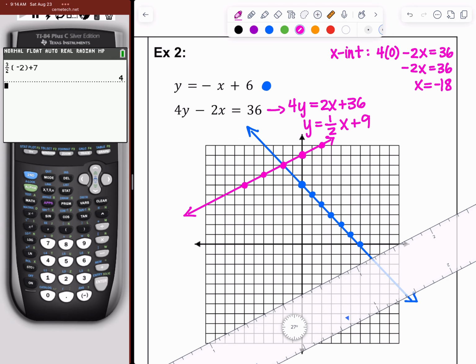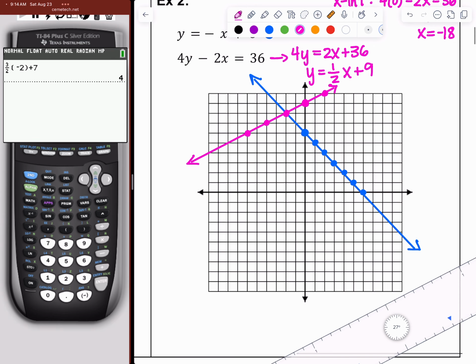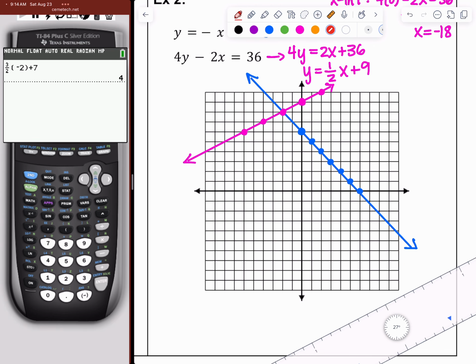All right. So as we can see, the solution is here. I'm going to write it in green. So my solution here is in green. So that is -2, 8. That is that solution there.